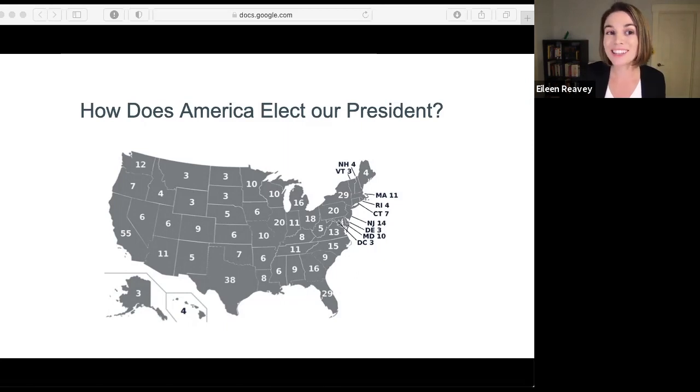To win the Electoral College, you need 270 electoral votes. That's the magic number that we all were tracking on election night and the days after, the race to 270. That's because you need a majority of electoral votes in order to win the presidency.